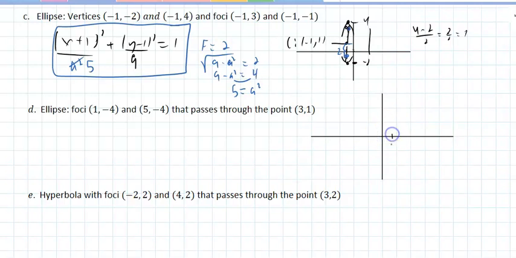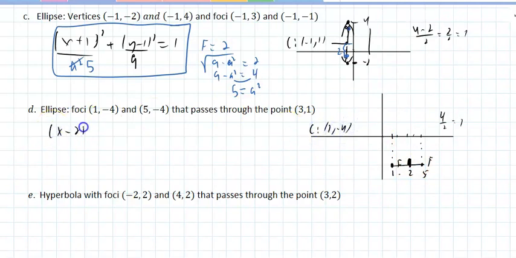The foci are at (1, -4) and (5, -4). The center is right halfway between 1 and 5. How do you find that? What's the distance between those? 5 minus 1, that's 4. Halfway, so take 4 divided by 2, that's 2 units from 1. So the center is at (2, -4).